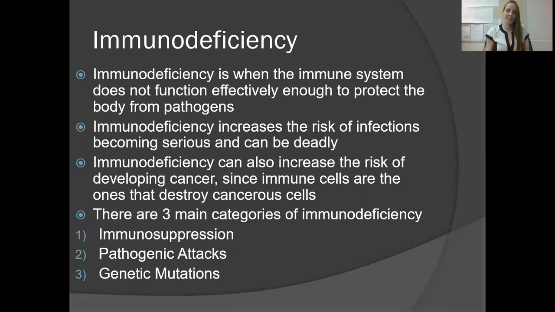So immunodeficiency is when the immune system doesn't function effectively enough to actually protect the body from pathogens. People with immunodeficiency have an increased risk of infections, and their infections tend to become more serious and deadly. Immunodeficiency can also increase the risk of developing cancer, since immune cells are the ones that tend to destroy cancerous cells. And there are three different categories of immunodeficiency. There's immunosuppression, pathogenic attack, and genetic mutations.